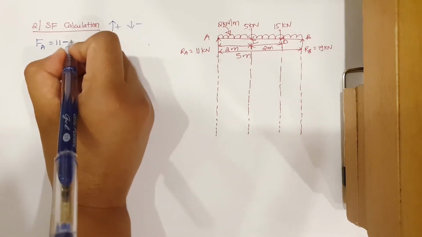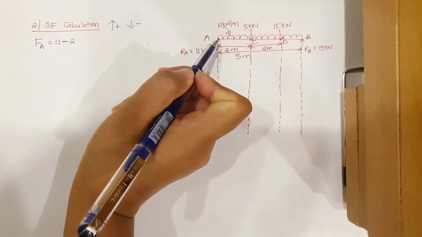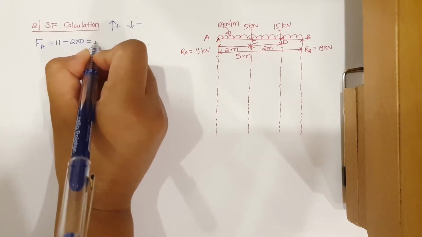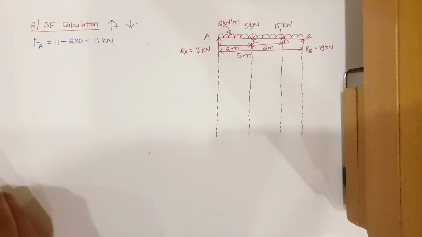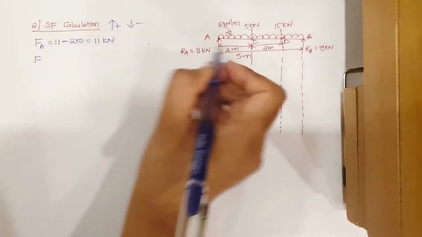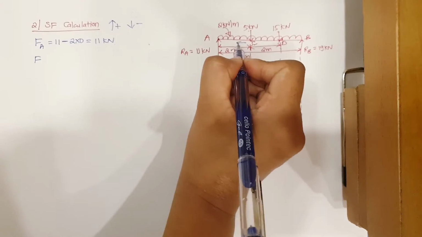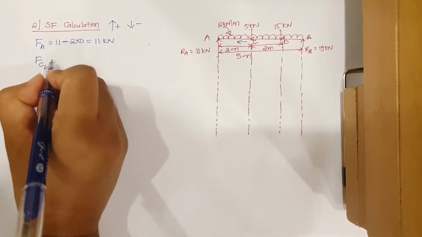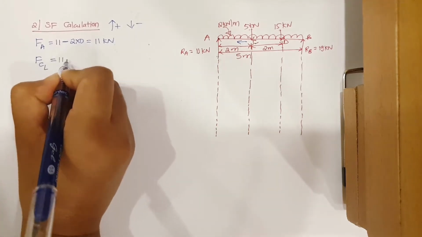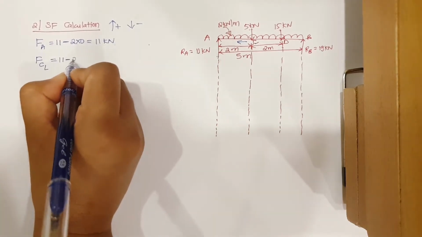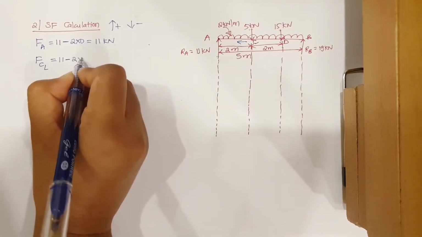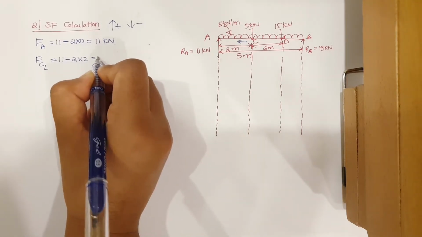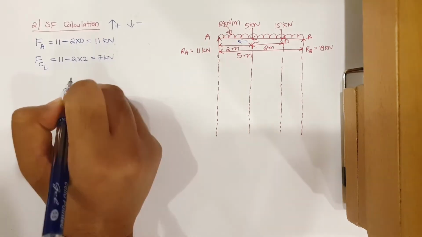The UDL is coming from the top downward, so that is 2. Initially we have only just started at A, so its distance is 0. So the force at A will be 11 kN. Similarly, the force at C, left hand side, will be equal to the last value, 11, minus 2 kN UDL from the top into its distance of 2 meter.